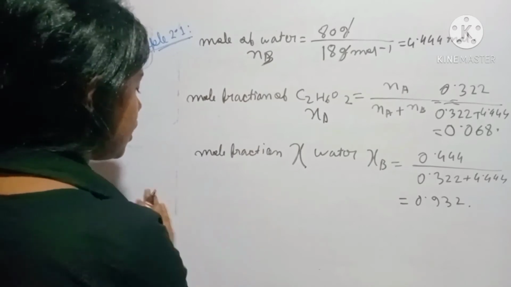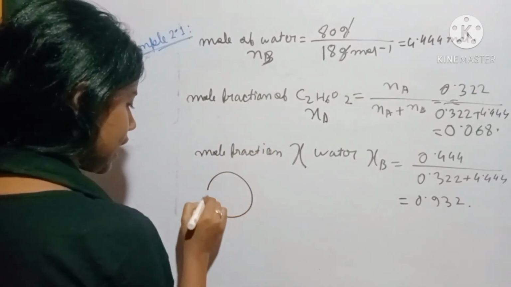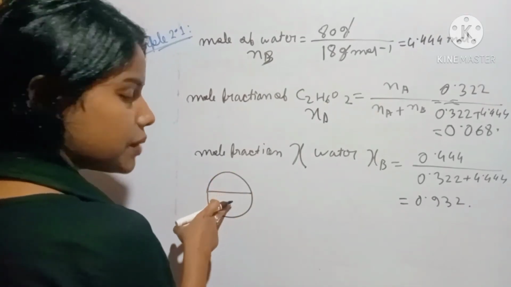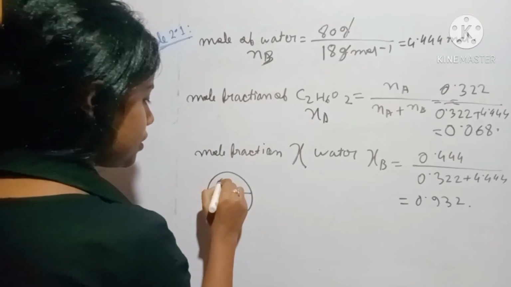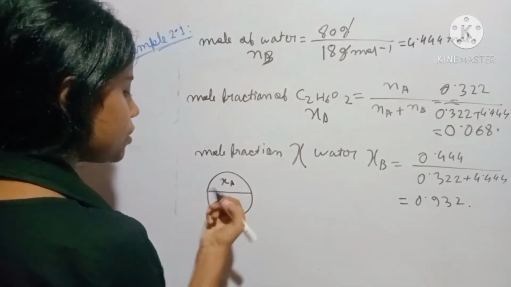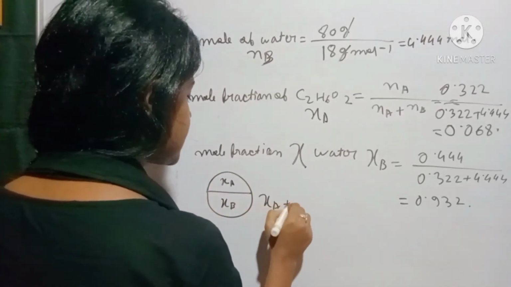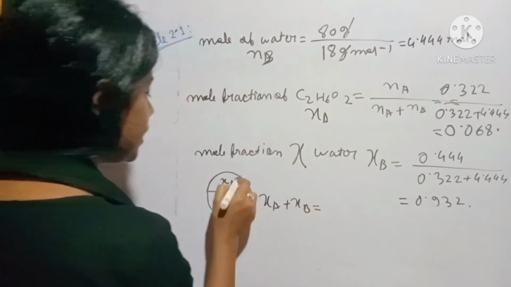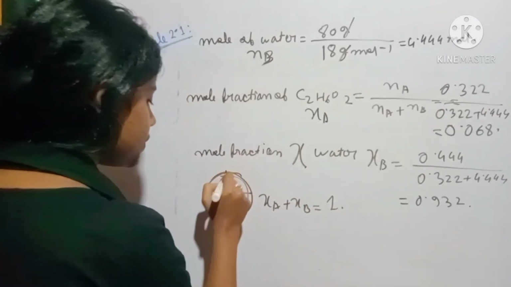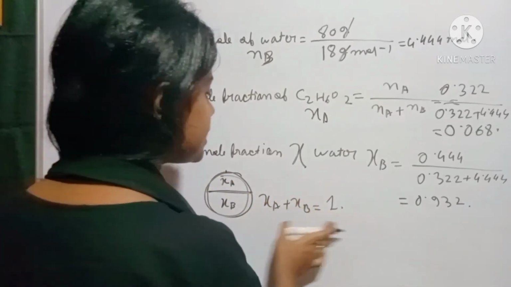See, if we mix ethylene glycol and water, there is some fraction of ethylene glycol and some fraction of water. So this is the fraction of ethylene glycol, this is the fraction of water. If we add these two, XA plus XB, how much do we get? 1. Just remember that if we add the fraction XA and the fraction XB, we get 1.